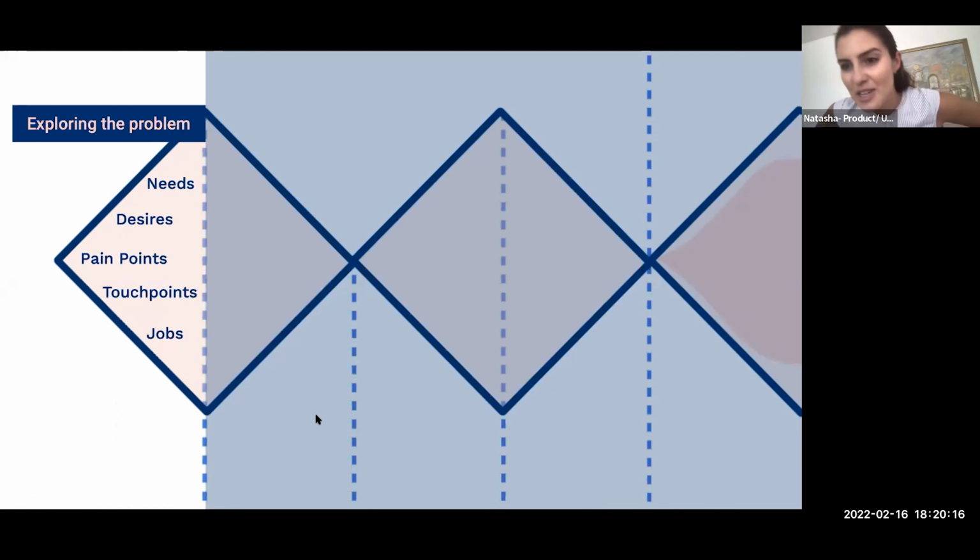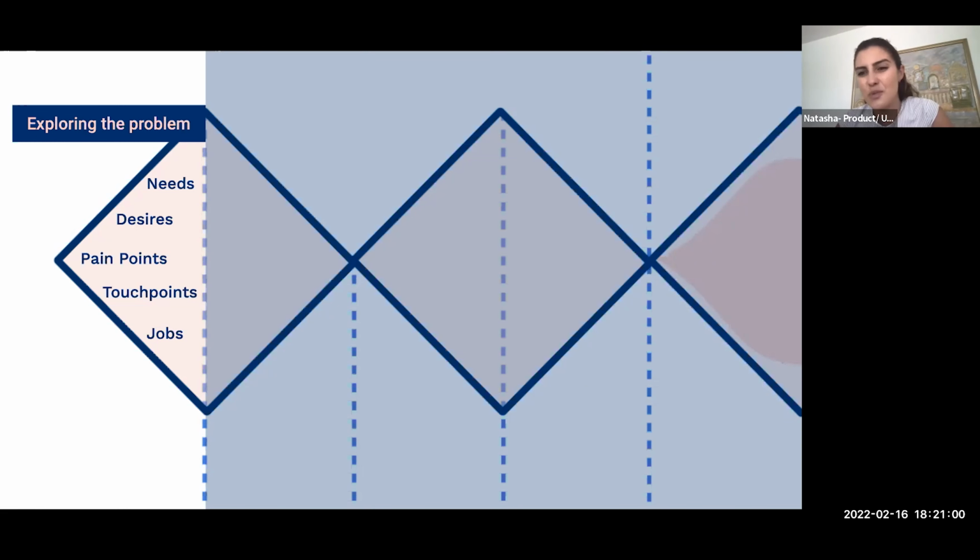Yes. So let's start with the first section of the diamond. Even before we get there, you're like, okay, problem, why problem? We're trying to build solutions here, new solutions or optimizing solutions. And yes, we know, we also want to build great solutions. But the whole point is that users are going to use your solution if that solution solves and alleviates a need. When we're talking about problems, we're talking about needs, desires, pain points, touch points, jobs. So yes, love your solution, but I would say love your problem more.